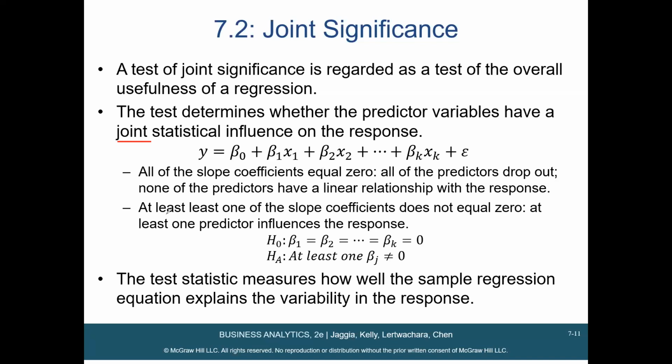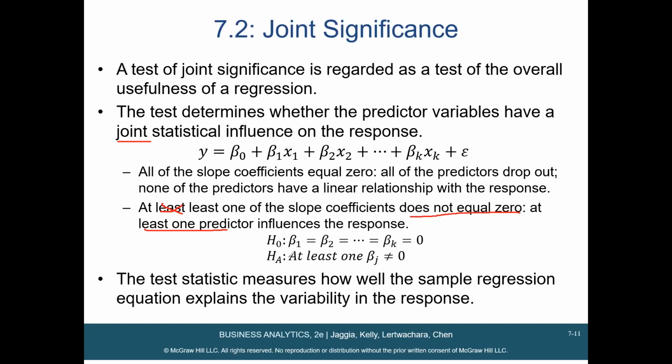But if at least one, and that should only be one at least, has a slope coefficient that does not equal 0, then at least one predictor influences the response. So the way we write that is we say, okay, beta 1 equals beta 2 all the way up to beta k equals 0.